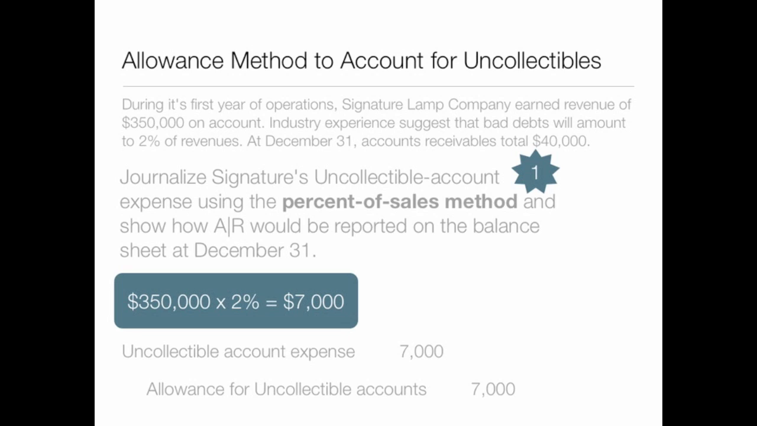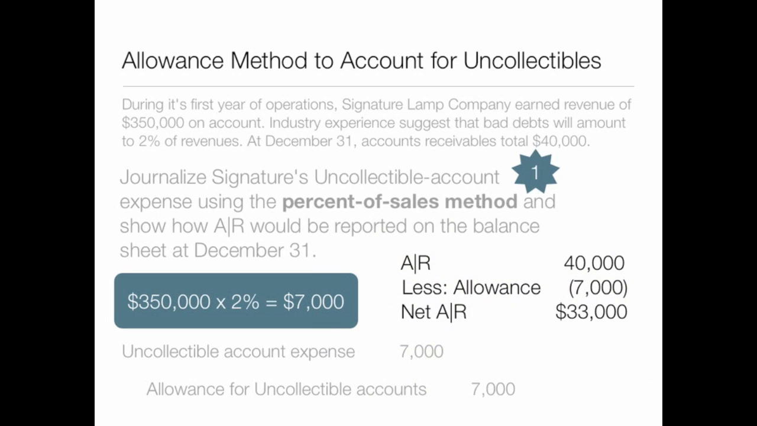So let's see how this would appear on the balance sheet. So we have our accounts receivable of $40,000. And remember, we now have a contra asset account, which is the companion account to accounts receivable, called the allowance for uncollectible accounts, and it reduces our accounts receivable, and that was $7,000. That gives us our net accounts receivable of $33,000.